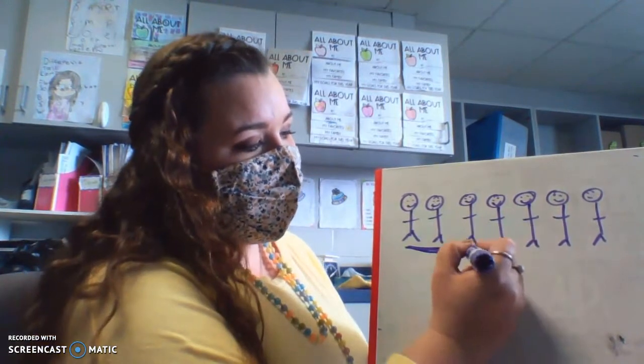So let's remember, pairs is 2. So I'm going to underline each of my 2s. There's 1 pair, 1 partnership, another pair, another. Uh-oh, can I make an underline here? He doesn't have a friend.